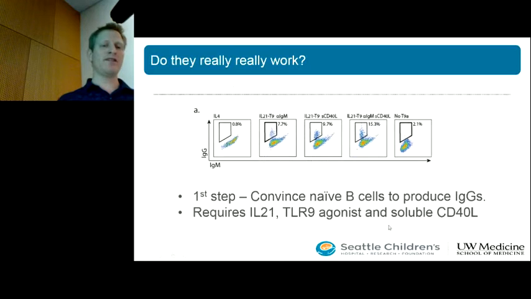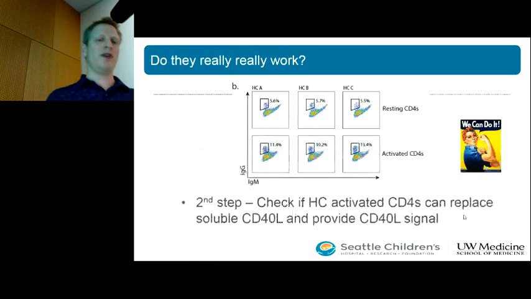We want to use the same mixture, but without the soluble CD40 ligand. We want the T cell to provide the CD40 ligand signal. So we take healthy control CD4 cells, we activate them. They are supposed to express CD40 ligand. We know that they express it because we check it. And then when you incubate the same naive B cells with activated CD4s, you again get this IgG class switching. So we know that they are able to replace the soluble CD40 ligand signal.